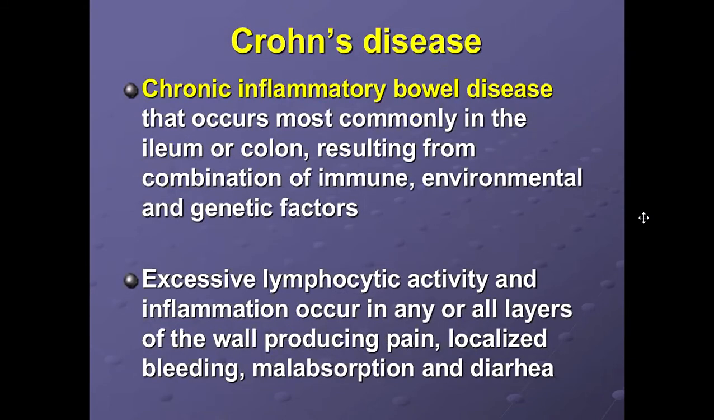Then we have Crohn's disease. A chronic inflammatory bowel disease that occurs most commonly in the ileum or colon, resulting from a combination of immune, environmental, and genetic factors. Excessive lymphocytic activity and inflammation can occur in any or all layers of the wall, producing pain, localized bleeding, malabsorption, and diarrhea.